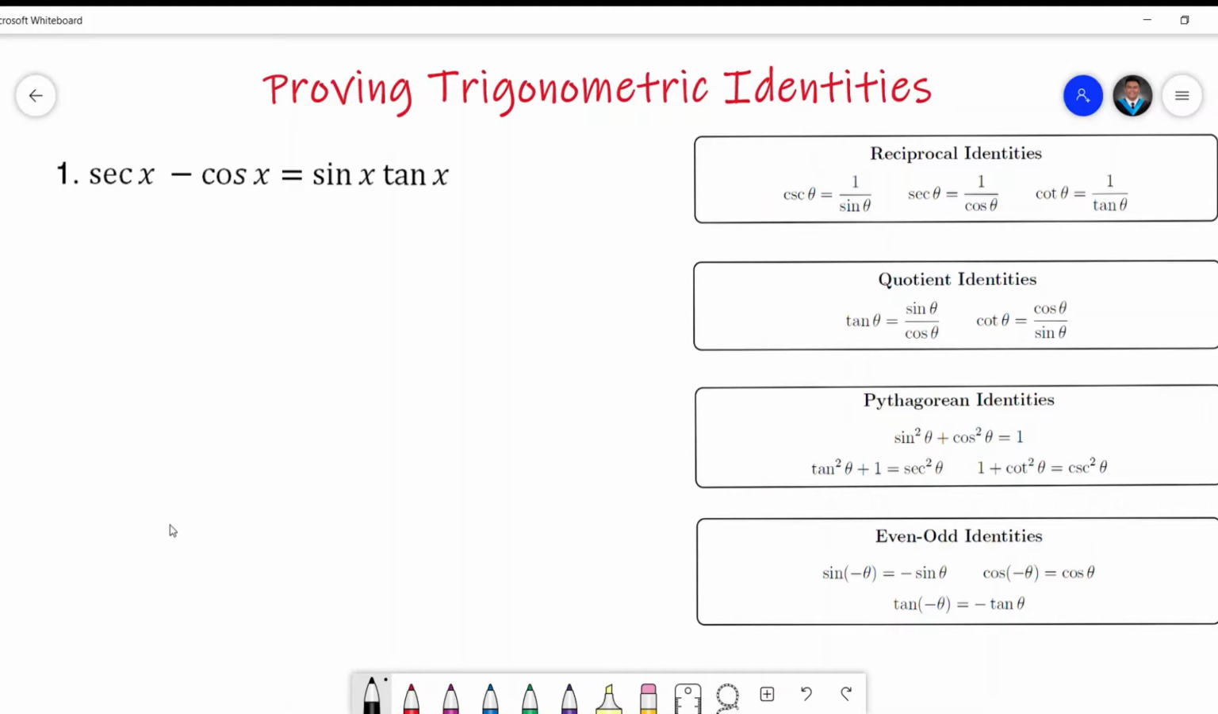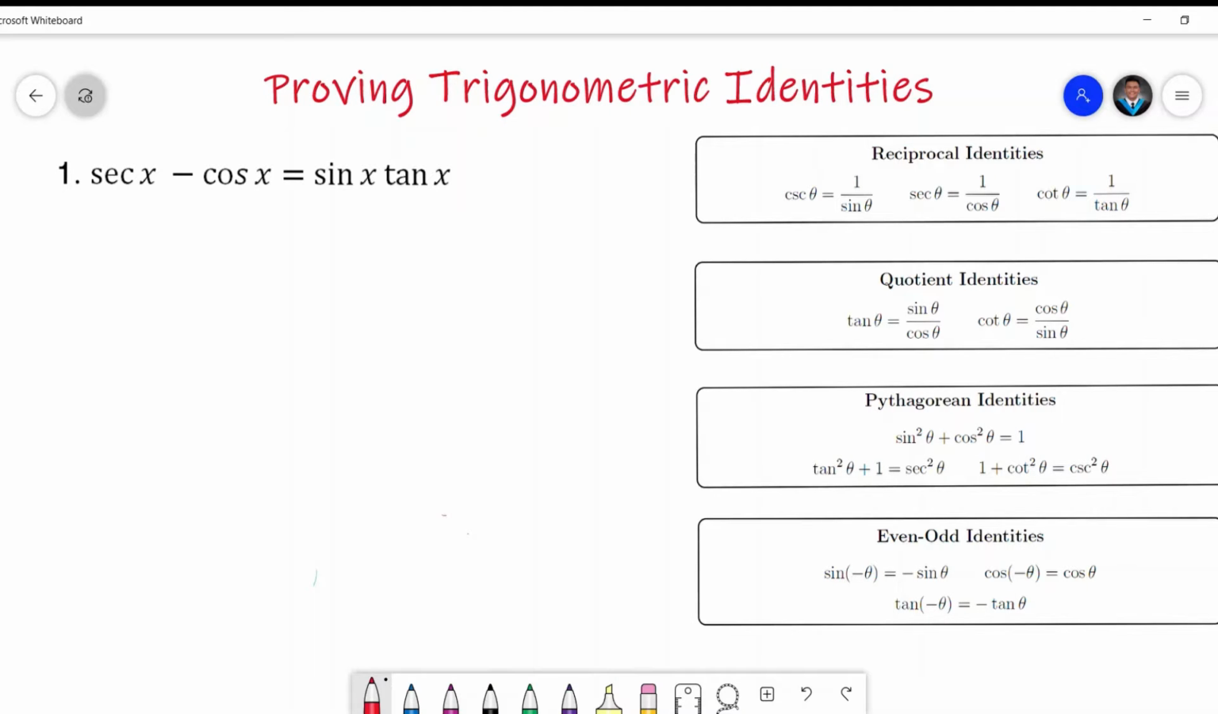Now, isa sa mga strategies in proving trigonometric identities is to pick one side of the equation that is more complicated to simplify. Now, in this case, obvious naman that the left side equation is more complicated than the right side equation. So, therefore, ang isimplify natin dito is the left side, and we try to find ways and prove that the left side equation is equal to the right side equation.